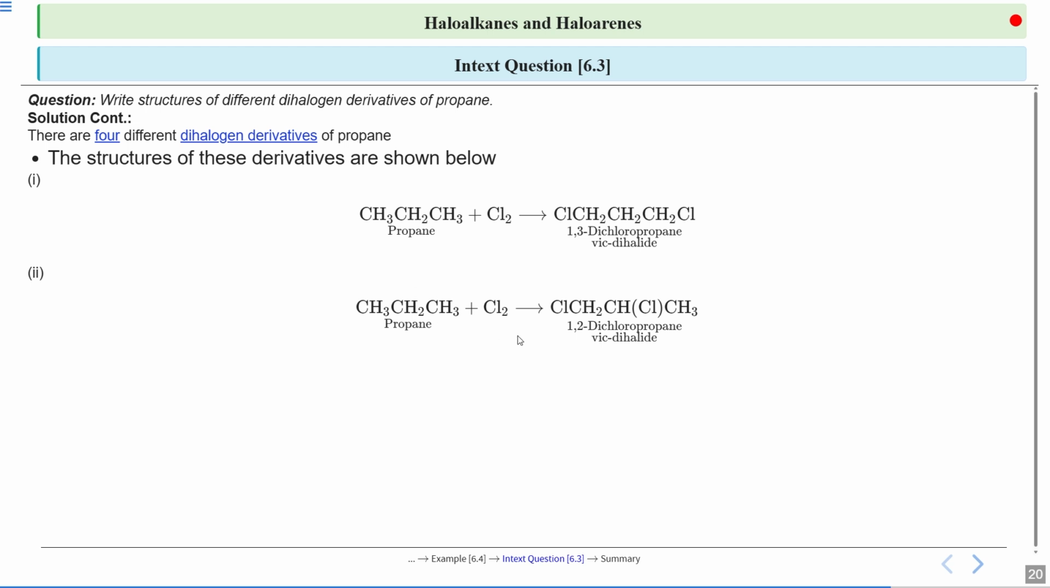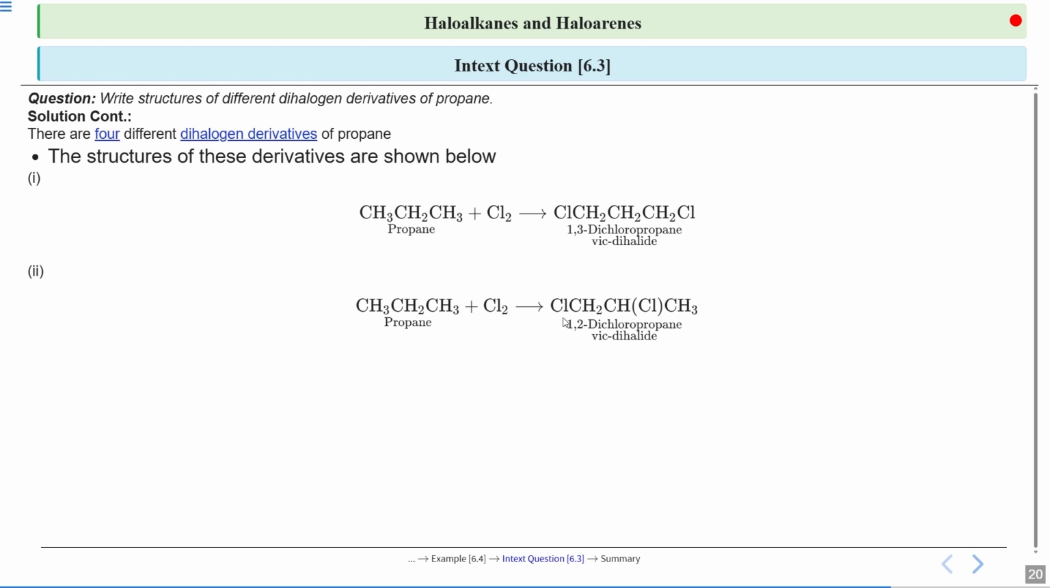Second, when propane reacts with a chlorine molecule, you will get 1,2-dichloropropane. That means one of the chlorines changes position. Again, you will get a vicinal dihalide, which means 2 chlorines are attached on adjacent carbons, and 2 chlorines are there in this single compound. So this is the second dihalogen derivative of propane.